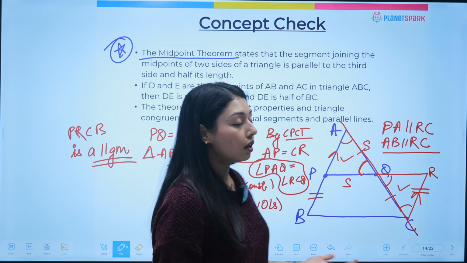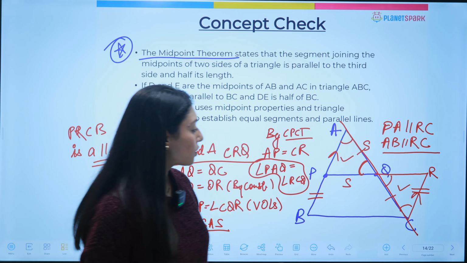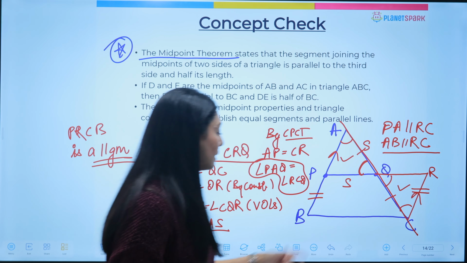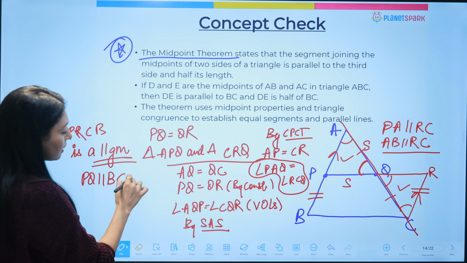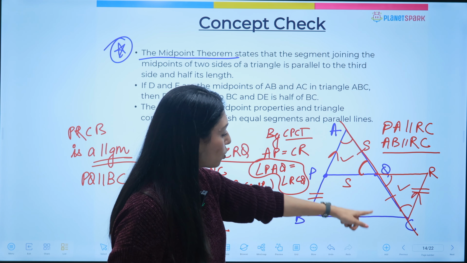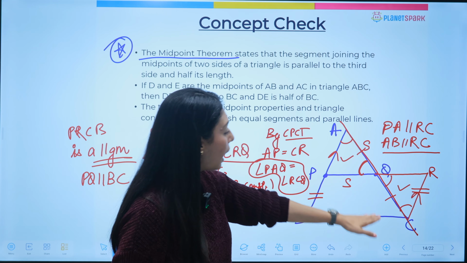So opposite sides will be parallel there. So I can say PQ and BC are parallel. That means PQ is parallel to BC. One thing is proved, that these two sides are parallel. Now we have to prove this is half of BC.